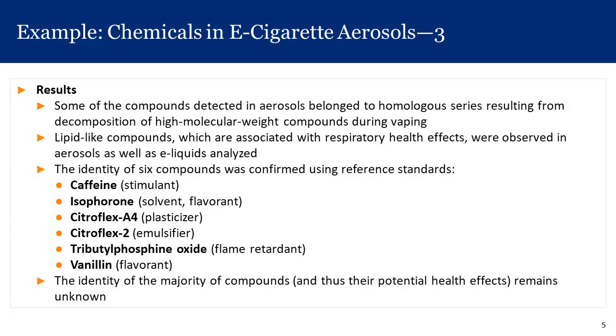And overall, what we were able to identify using high-resolution mass spectrometry is that some of the compounds that we were able to detect, especially in the aerosols, belong to a homologous series resulting from the decomposition of high molecular weight compounds during vaping. One important fraction that we were able to detect are so-called lipid-like compounds. So these are compounds that are in their chemical structure very similar to lipids. And this was important for us because these compounds have been associated with respiratory health effects. And we were also able to unambiguously identify 6 compounds using reference standards.